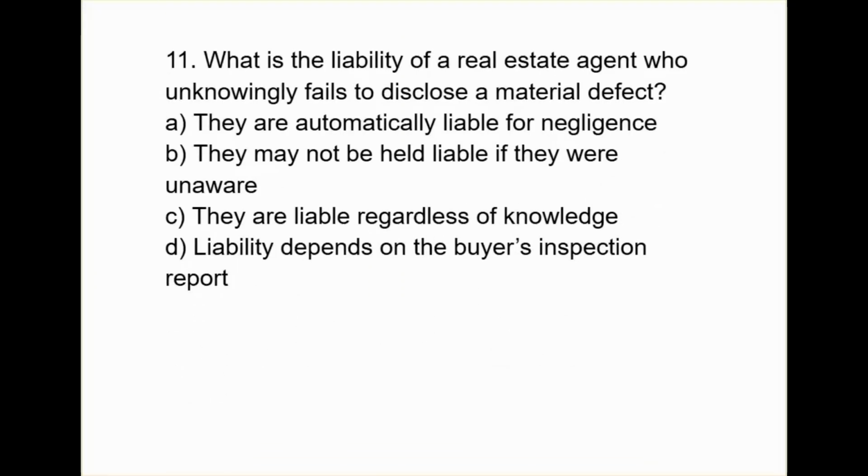What is the liability of a real estate agent who unknowingly fails to disclose a material defect? A, they are automatically liable for negligence. B, they may not be held liable if they were unaware. C, they are liable regardless of knowledge. D, liability depends on the buyer's inspection report.